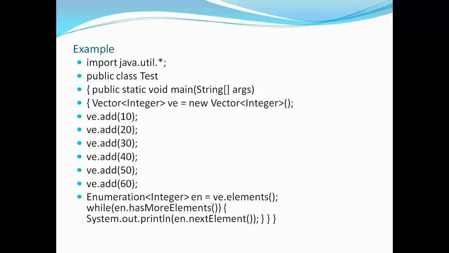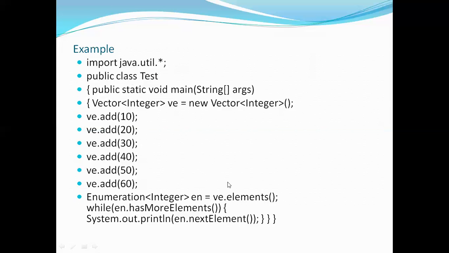Now let's see one example here. We are taking one class called Test, and as I told, all these are available in the util package, so I'm importing that. I wrote the main method. Inside that I'm creating the object for my vector class: Vector v = new Vector(). To that object you are adding some number of elements using the method called add, adding elements like 10 to 60 to the vector.